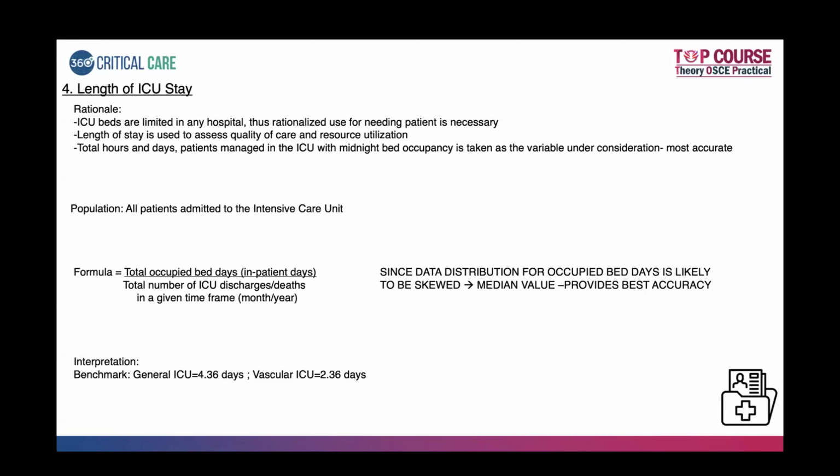For the first parameter, the number of beds occupied is taken as a mean or a median, and it is multiplied by the total number of days. That will give you the total occupied bed days. And the denominator is the total number of ICU discharges or deaths in a month. For a general ICU, the usual normal length of stay is between 4 to 5, around 4.36 days, and for a vascular ICU, it is 2.36 days.